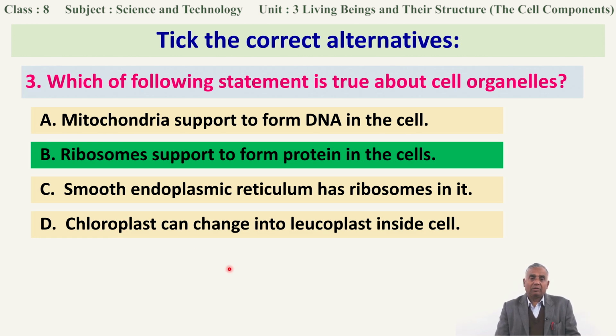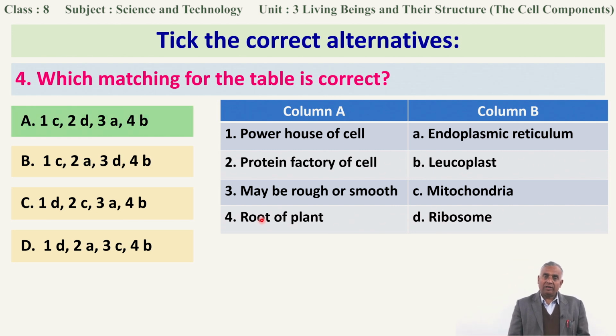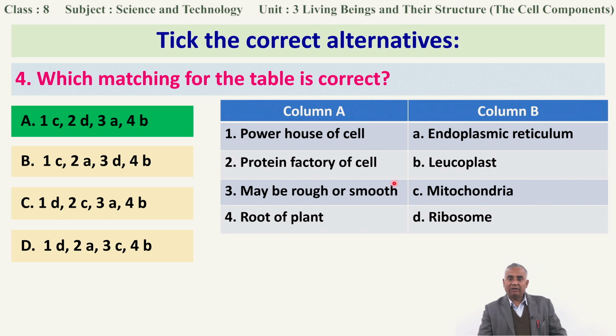Okay. Now the next question is a little bit more typical. Not difficult, but typical. You have to find out 2 columns, column A, column B. What is given here? Now matching. Which matching is correct? Find out. Yes. Absolutely, that one is correct. 1C, powerhouse of a cell is mitochondria. 2D, protein factory of the cell is what? That is ribosome, D. 3A, may be rough or smooth, endoplasmic reticulum. And 4B, root of plant, that is leucoplast.